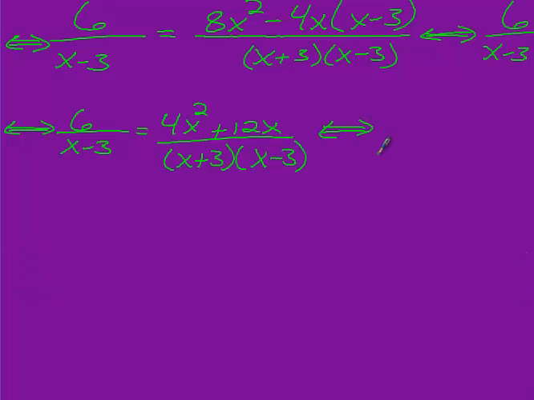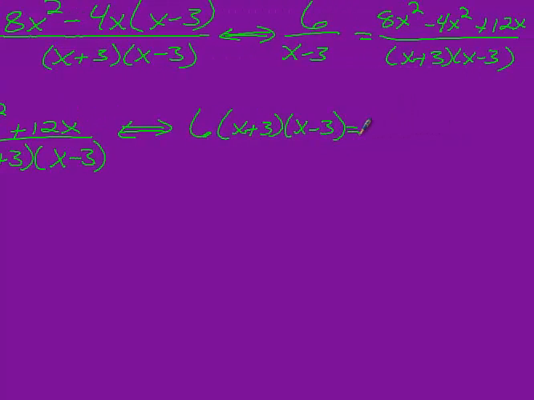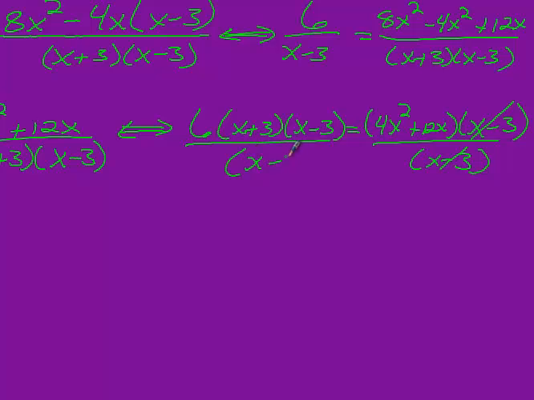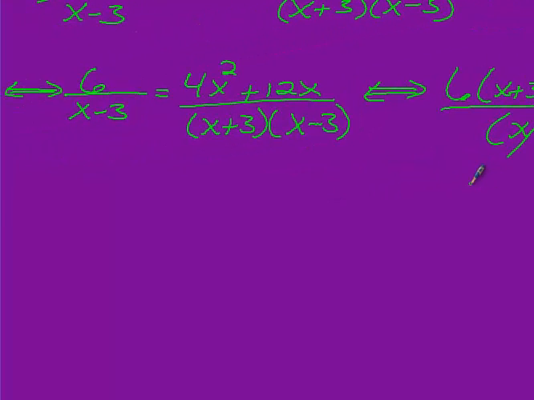Yes or no? All right, so now I can cross multiply. So I get 6 times x plus 3 times x minus 3 equals 4x squared plus 12x times x minus 3. All right, are there any factors in common here? X minus 3. So I'm going to divide each side by x minus 3 and get them to cancel out from top to bottom. And then I'm going to multiply and get 6x plus 18 equals 4x squared plus 12x.